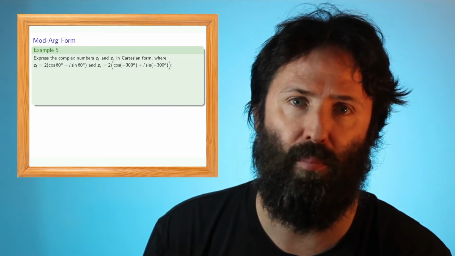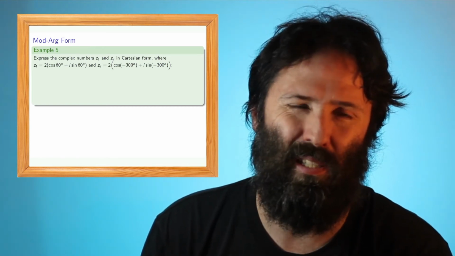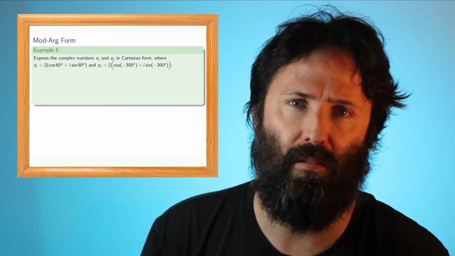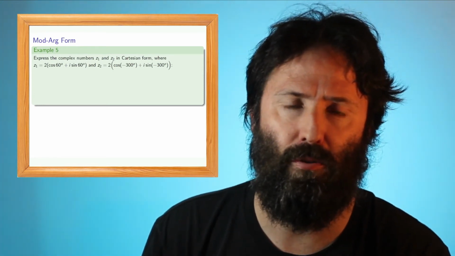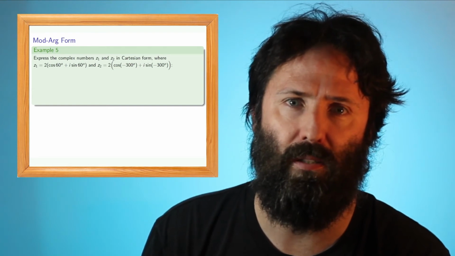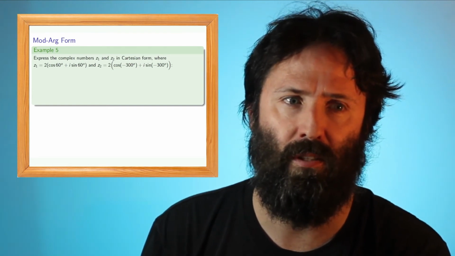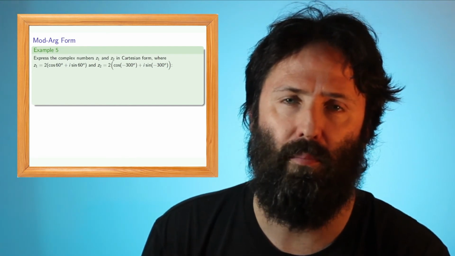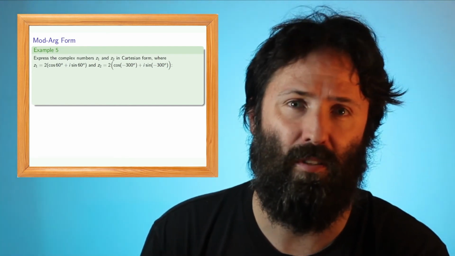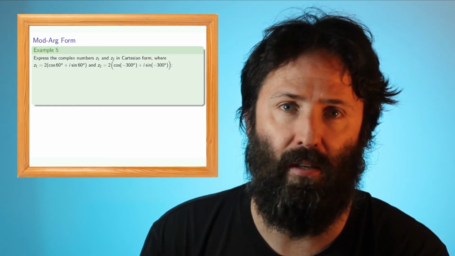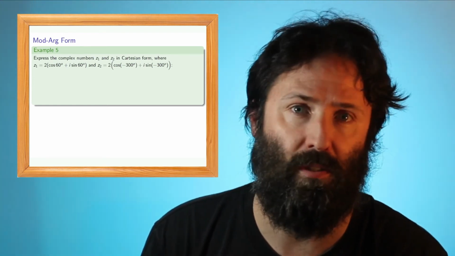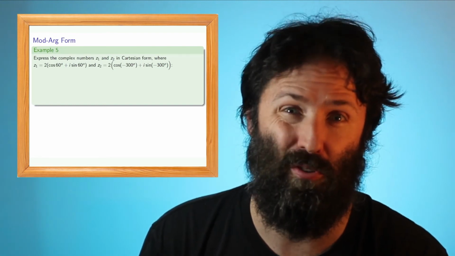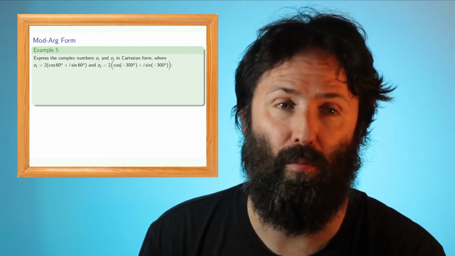So here's an example of how we can do that. And we can either use our knowledge of exact value triangles, or we could just plug things into a calculator. So here I've got two complex numbers, Z1 and Z2. Let's look at Z1 first. Z1 is 2 (cos 60 plus i sin 60). Again, I can just use my knowledge of exact value triangles, or I could just plug cos 60 and sin 60 into the calculator and see what it tells me. Just make sure you're in the correct mode when you do that.